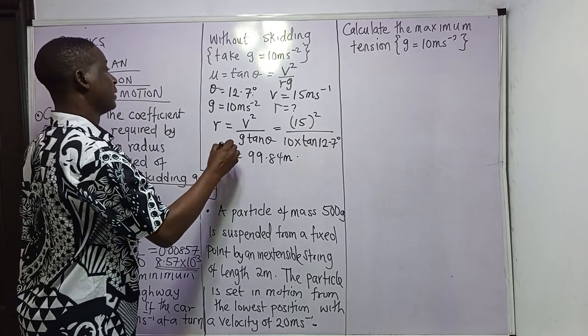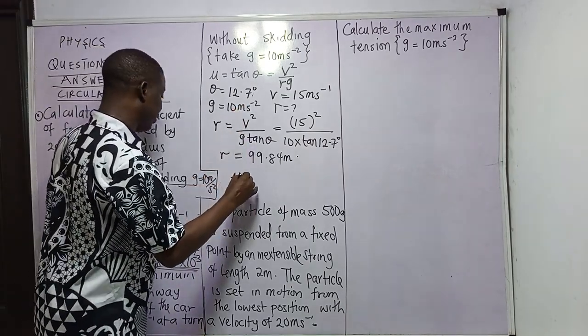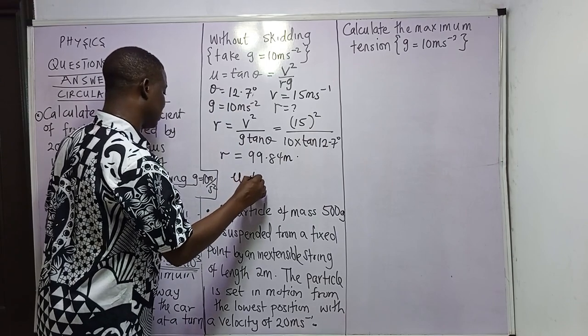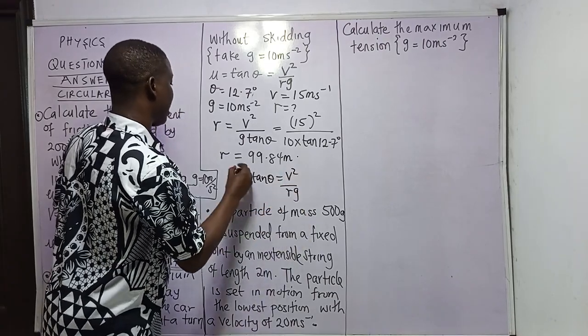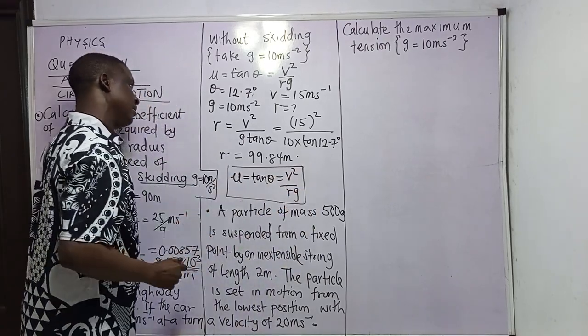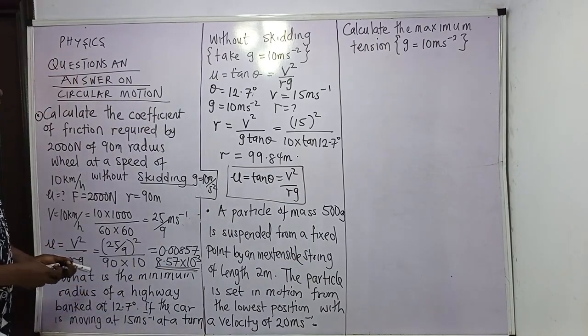That's what I want to have as the minimum radius. So don't forget, for a body not to skid, the coefficient of friction, which is equal to tan theta, should be equal to V square over RG. But if it skids, it will not be equal.